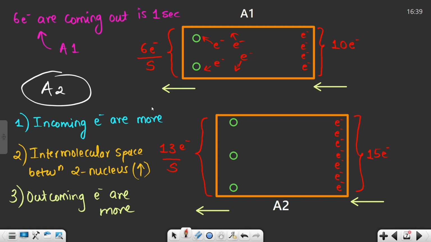Why? Because of three reasons. Firstly, incoming electrons are more. Secondly, the intermolecular spaces between the nucleus of the atom has increased. Thirdly, obviously, since the intermolecular spaces has increased between the two atoms, the outcoming electrons, or the electrons which were present over here, can easily pierce this particular gap, and they can easily come out of this particular conductor. So due to this reason, 13 electrons per second are coming.